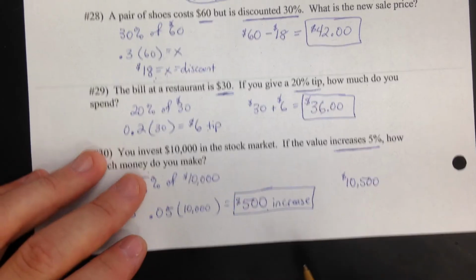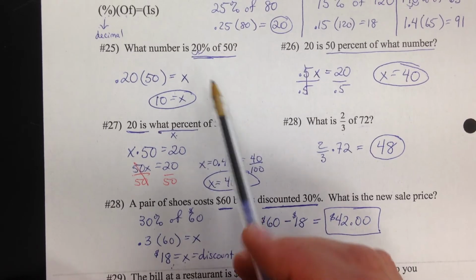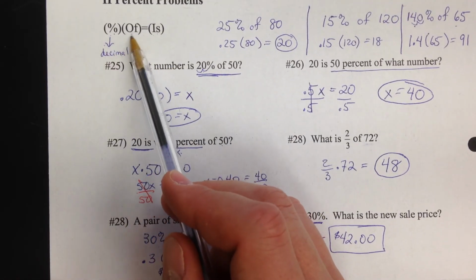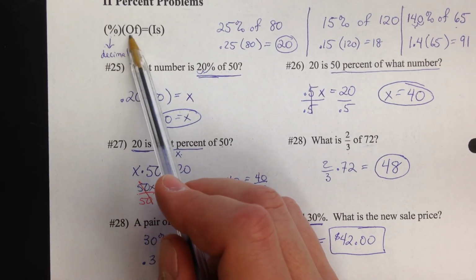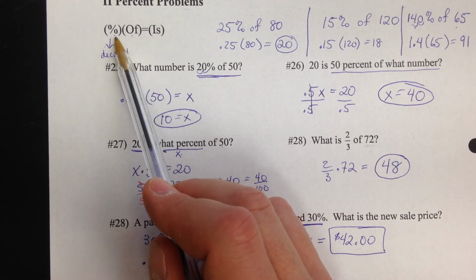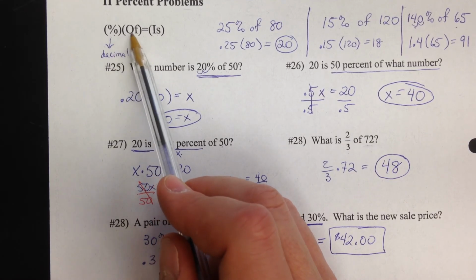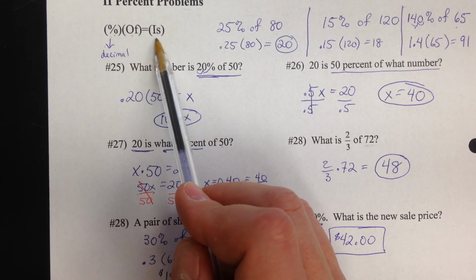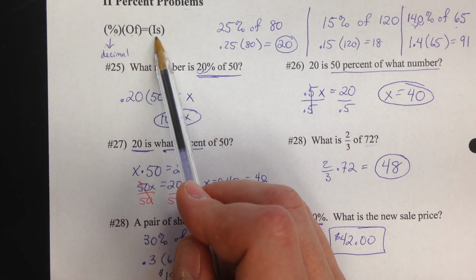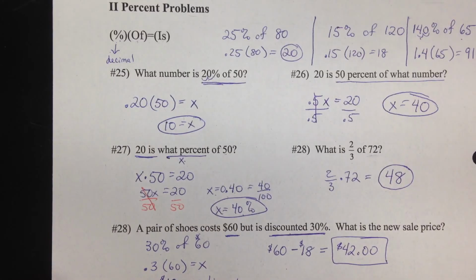The big thing on this, the most important thing, is that when you take a percent of a number, you're going to multiply those two values together: change the percent to a decimal, multiply by this number, and then whatever you get is the outcome. And that is the end of the notes.